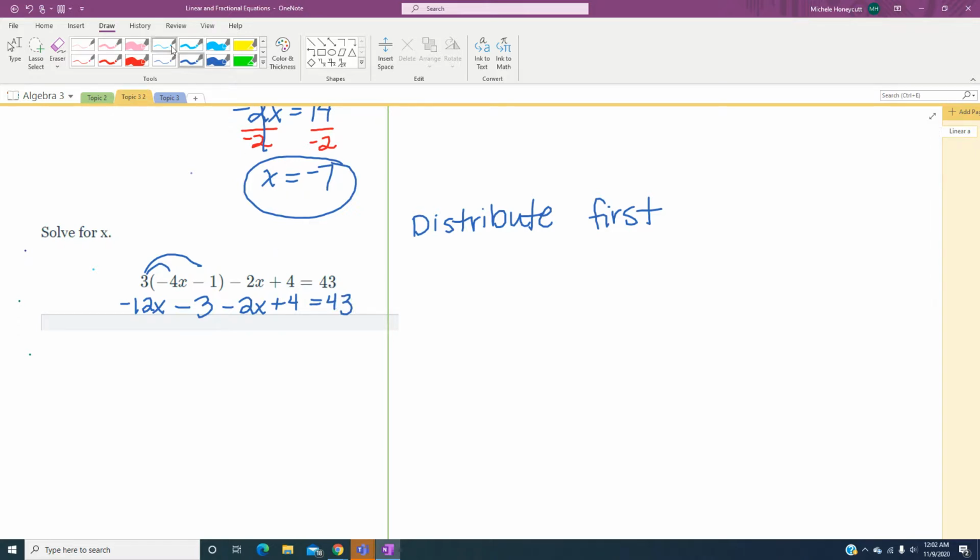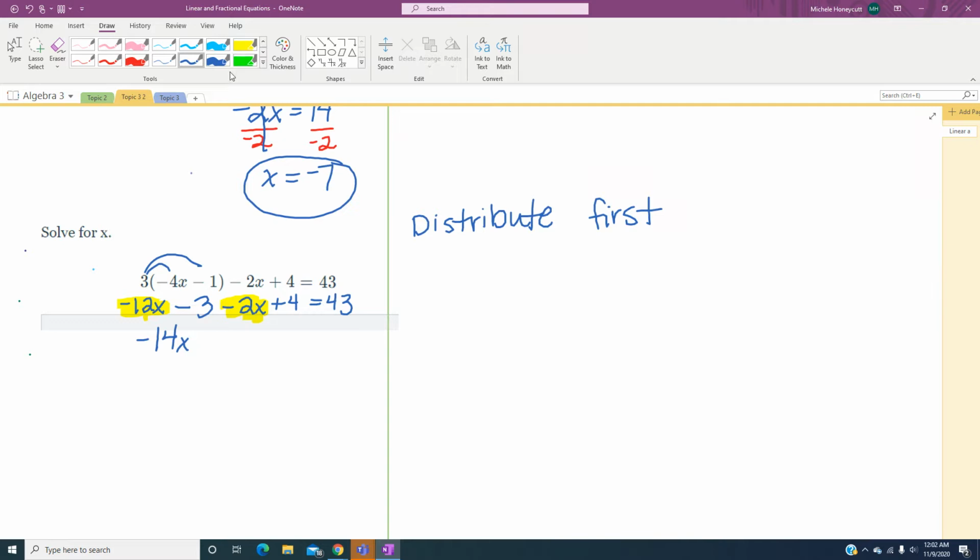Then I want to point out where my variables are. My variables are negative 12x and negative 2x. This time they're on the same side of the equal sign. So if they're on the same side of the equal sign, you just combine them together. I don't need to do the opposite. They're already on the same side. I just need to combine negative 12 plus negative 2 to be negative 14x.